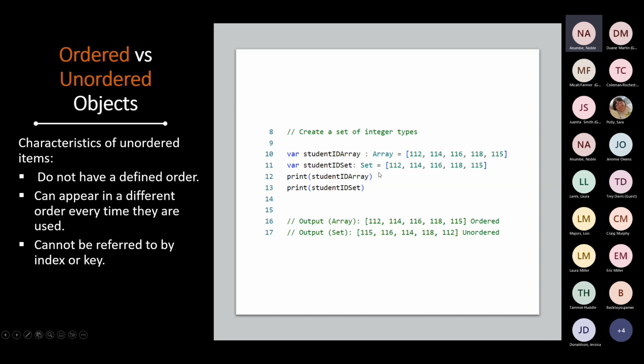But let me just use this piece of code as an illustration. So here, what I'm doing is I've created this student ID array. And I explicitly define this to be an array because I don't want any confusion, because you have set and array here. So I've explicitly defined it as an array. And then I have my student set here.